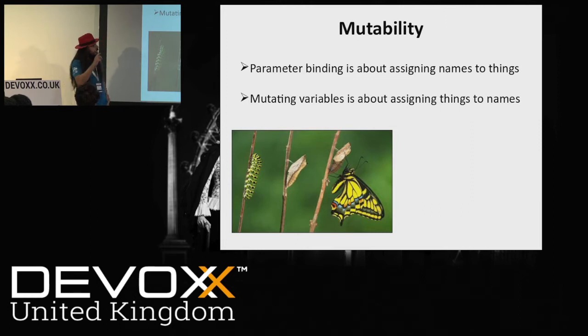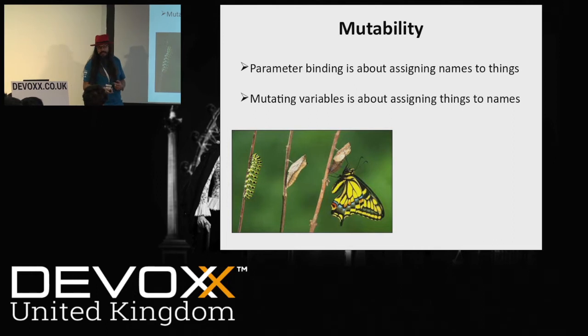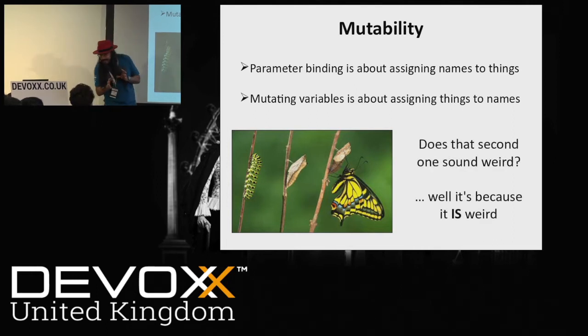And indeed, if you think about it, parameter binding is about assigning names to things. That is pretty normal. But mutating a variable is the opposite. It's about assigning things to names. And if you think that the second is a bit weird, probably it is because it is weird.